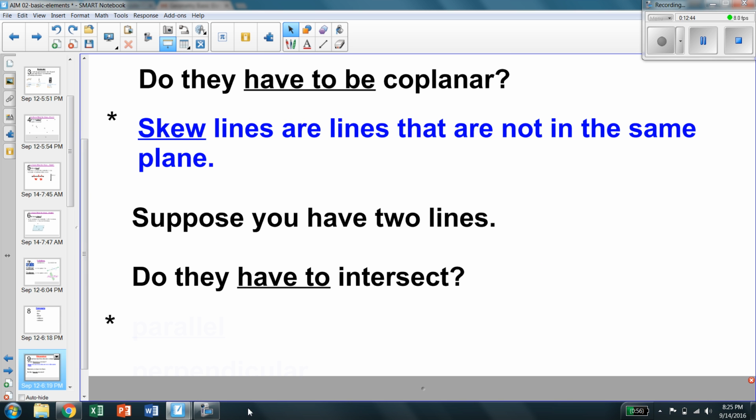Let's keep going with this discussion, or these thought-provoking questions. Suppose you have two lines. Do they have to intersect? So if I had two lines anywhere, do they have to hit each other? Like, even if I had them on the same plane, the same piece of paper, can you draw two lines that don't intersect each other? Sure you can. You probably drew parallel lines.